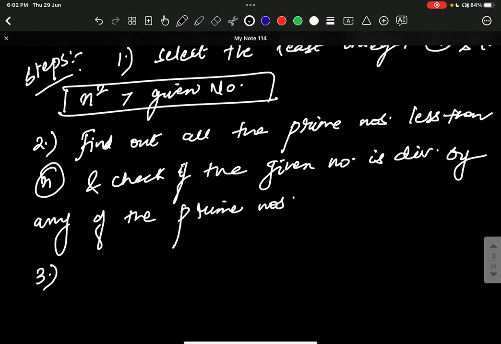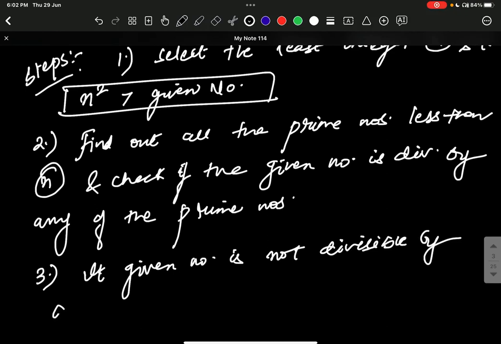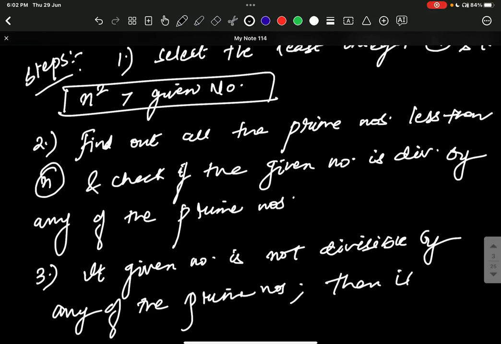Now, what if it is not divisible? So if the given number is not divisible by any of the prime numbers, then it is a prime number. Okay, so what are these steps? Let's do it with a question, then it will be understood better. Let's just take an example.